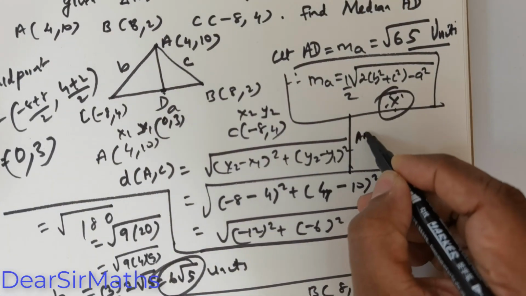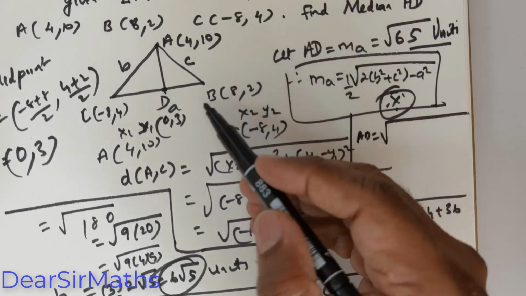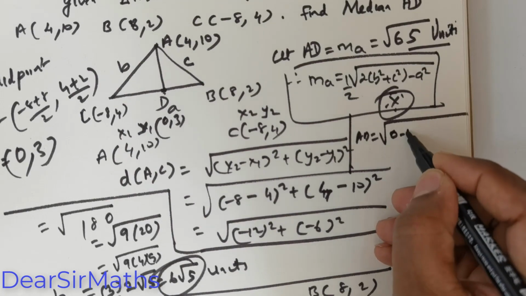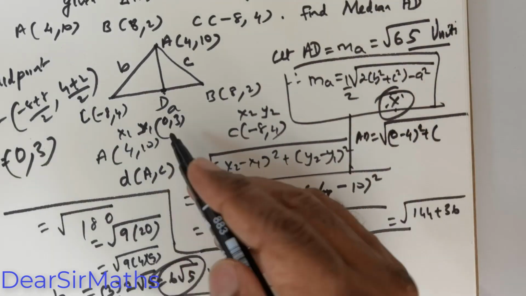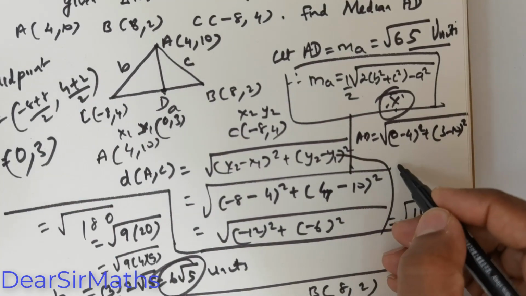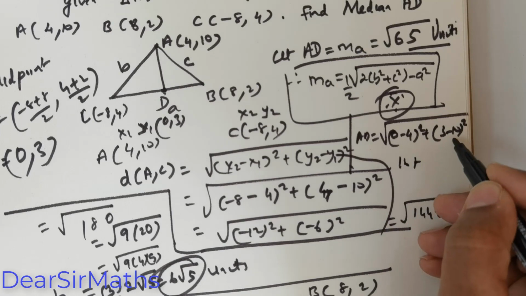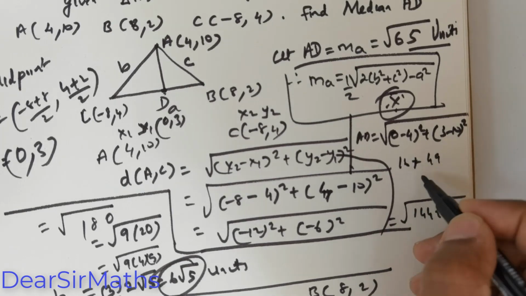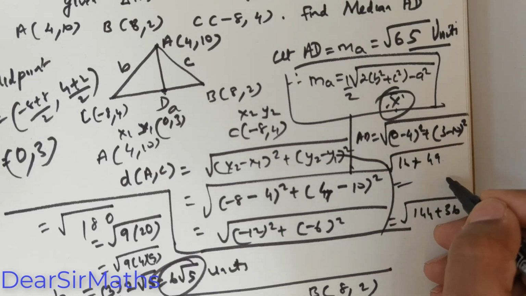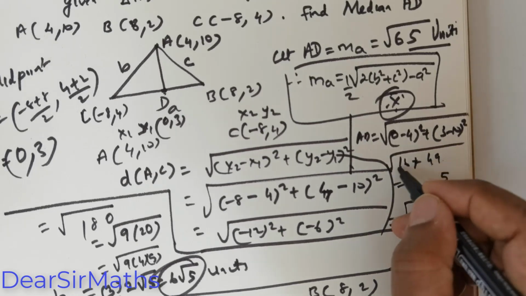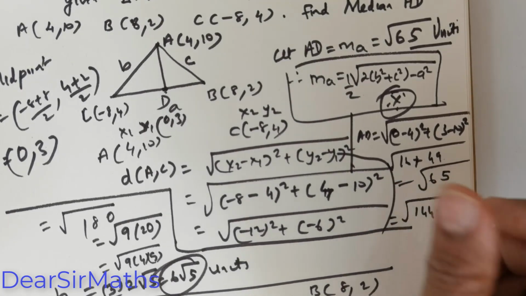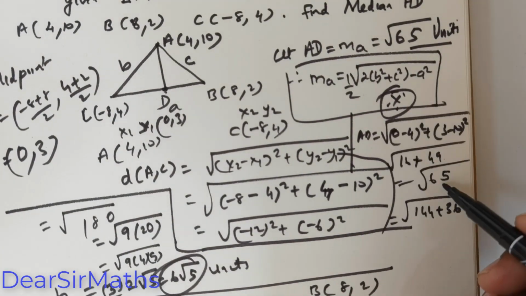So AD is equal to root of x2 minus x1. So my x2 is 0, 0 minus 4 the whole squared, plus y2 is 3 minus 10, the whole squared. So in this case, this is going to be 16, 7 sevens are 49. So you add them up, 9 added with 6, there's a root there, 9 added with 6 is what? 15, carry 1, 4 added with 1 is 5, 5 added with 1 is 6, so we get a root of 65 units. You see that? This is exactly what we got, root 65 units, and we're getting root 65 units.